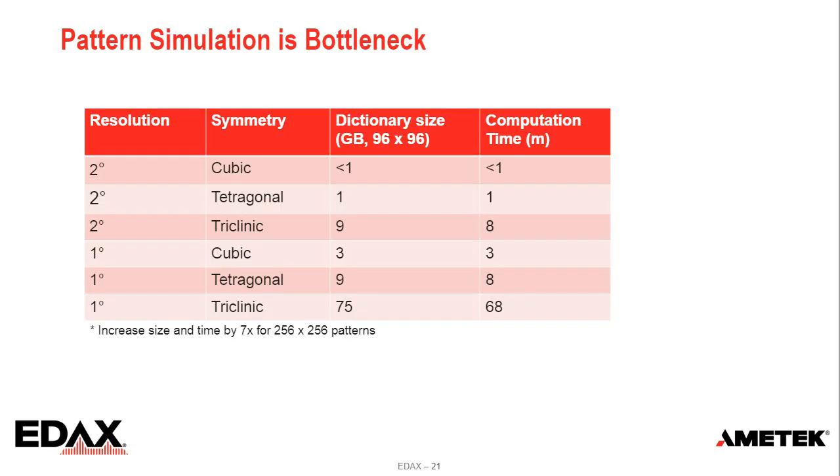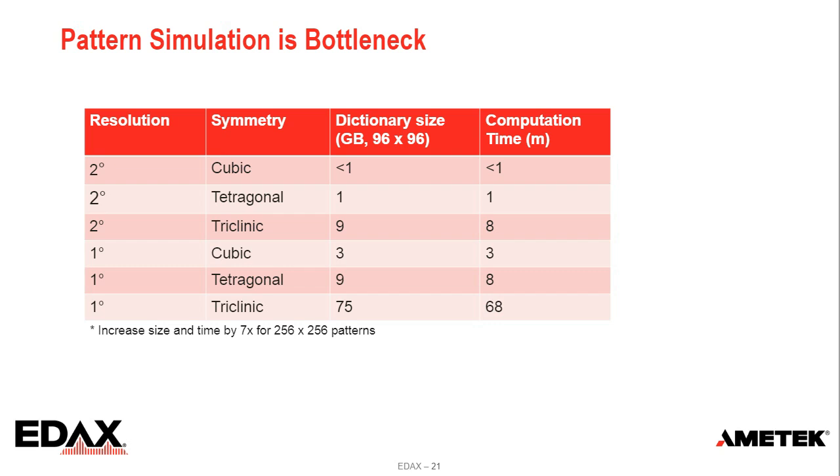So yeah, for both generating the dictionary and for doing refinement, pattern simulation is the real bottleneck that we have. So here's just sort of a set of some reasonable parameters for a couple of different symmetries. And you can see that simulating for even a relatively coarse 2-degree dictionary for a moderate symmetry material like tetragonal takes about a minute, which is not a huge amount of time, but this is for 96 by 96 patterns.